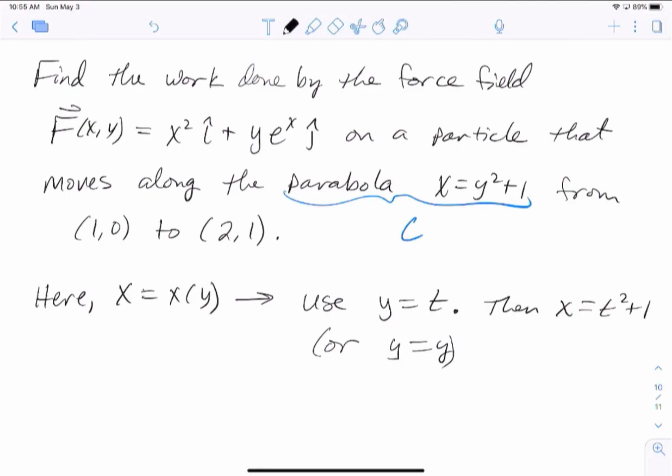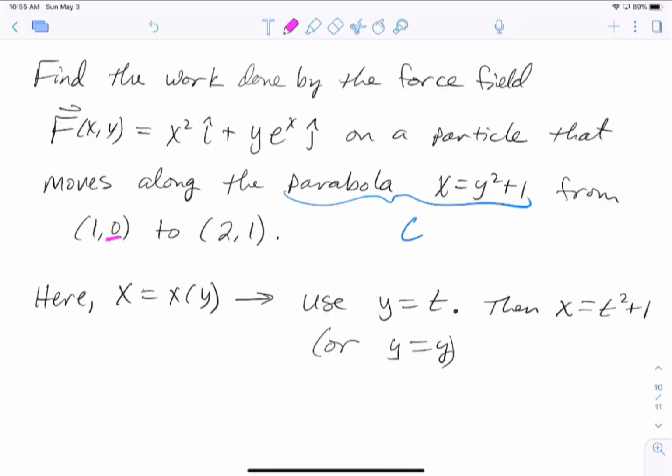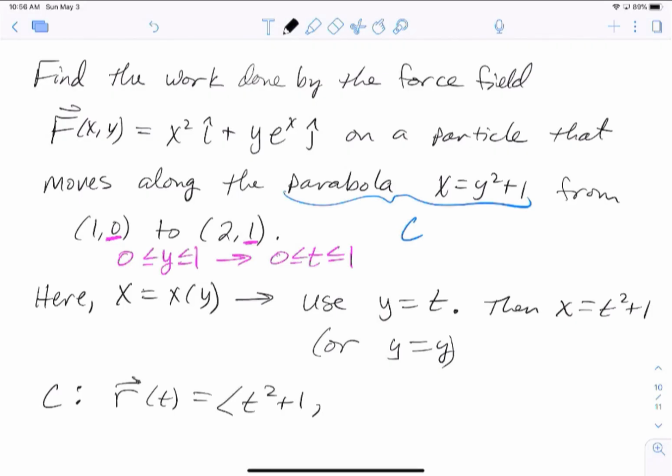And now we need bounds on t. For those bounds, we can consider we're going from the point (1, 0) to the point (2, 1). And that tells me that y is going to go from 0 to 1. And for us, that means that t is going to go from 0 to 1. So the curve C is given by r of t, which is equal to t squared plus 1, t, as t goes from 0 to 1.